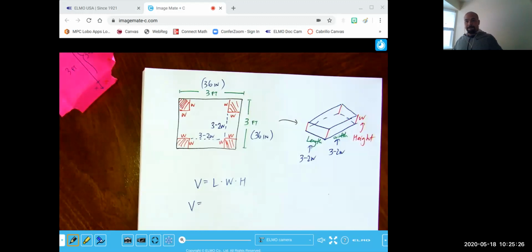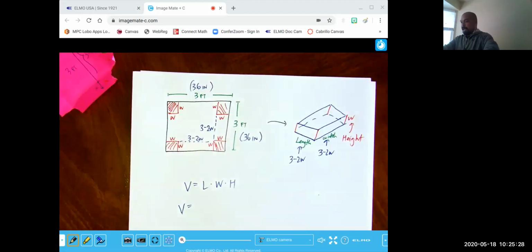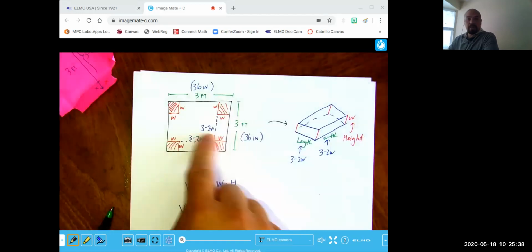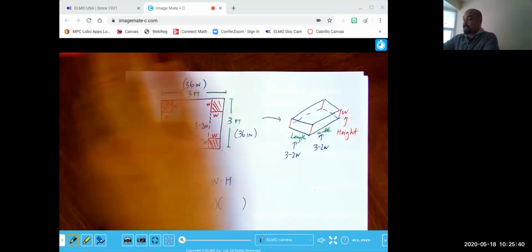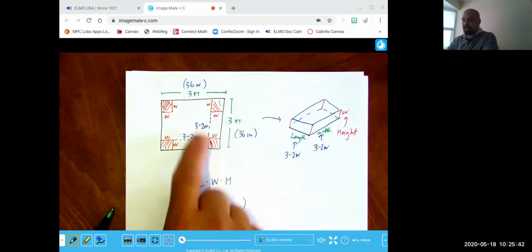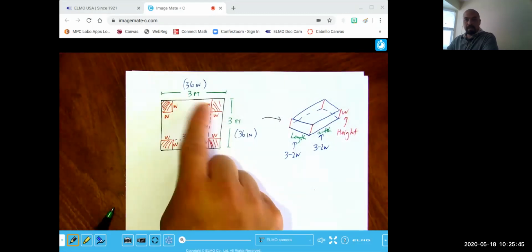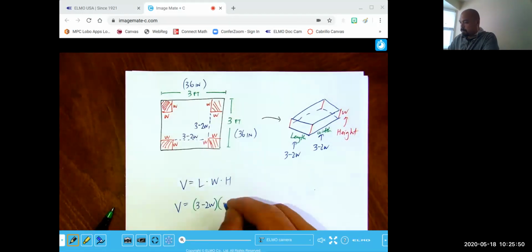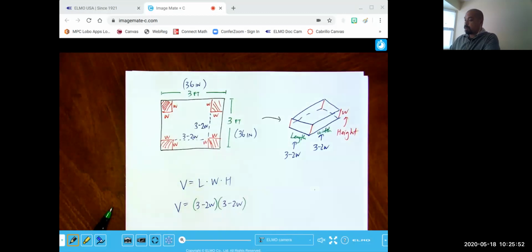So now, building that up, okay? For our length, that component here, 3 minus 2W. The width, since we're dealing with a square piece of cardboard, right? You can imagine if we had a rectangular piece of cardboard, how we have to alter, right? If this was instead like 6 feet wide by 3 feet high, so on, those differences would be altered accordingly. And then we're going to multiply it by the height, which I had called W, right?